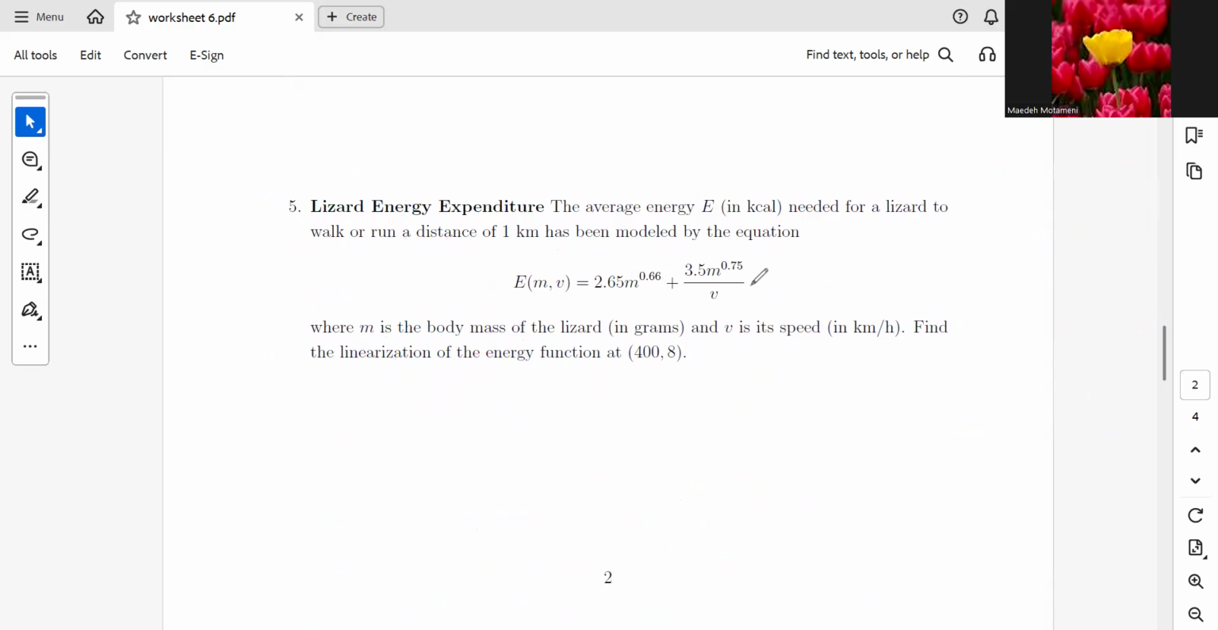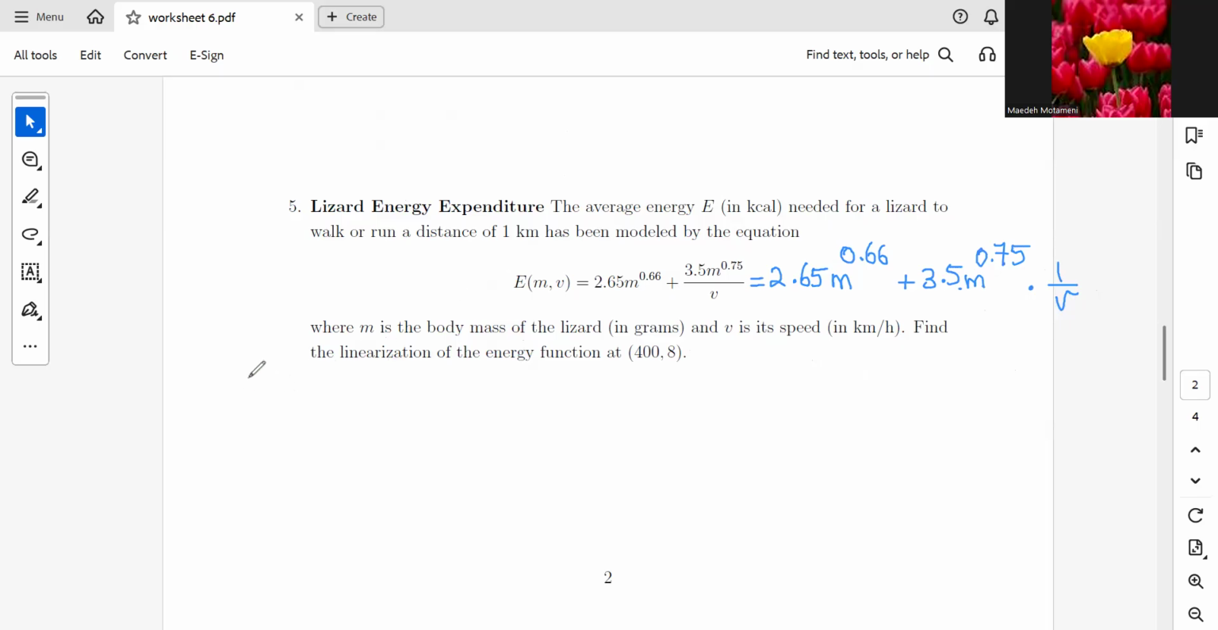First of all, I would like to rewrite it as 2.65 m to the power 0.66 plus 3.5 times m to the power 0.75 times 1 over v. It helps us to see the variables here.